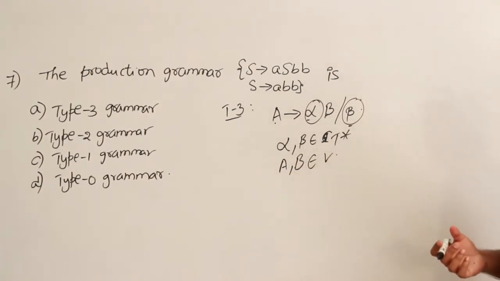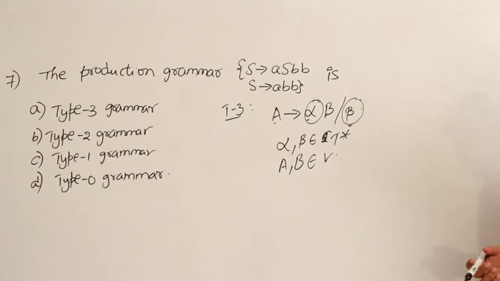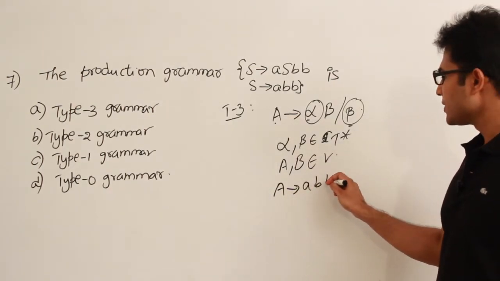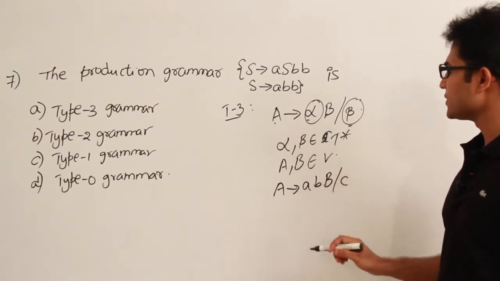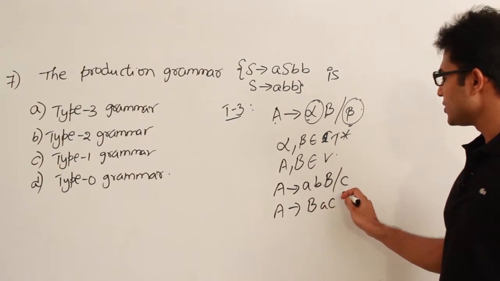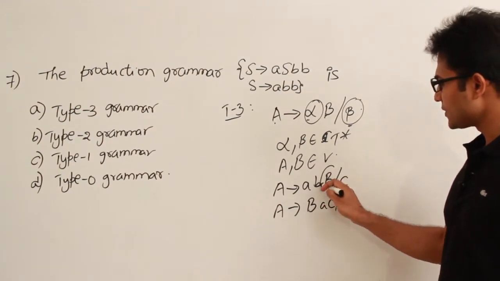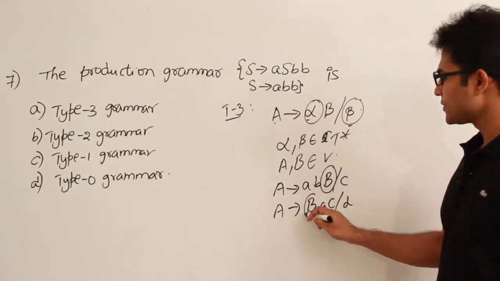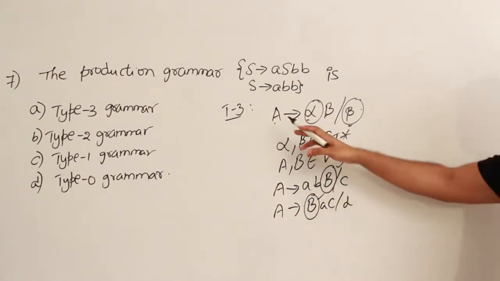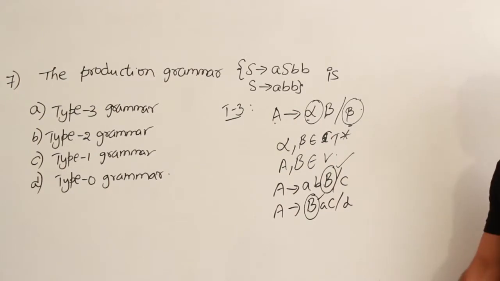So what I mean to say is, whenever you look at any production of the form A derives aB, B or small c, or A derives Ba, C or small d, like this, it means there should be only one variable in the right hand side, and that should occur either at the rightmost or at the leftmost position. Then you can say that the grammar is type 3, right?